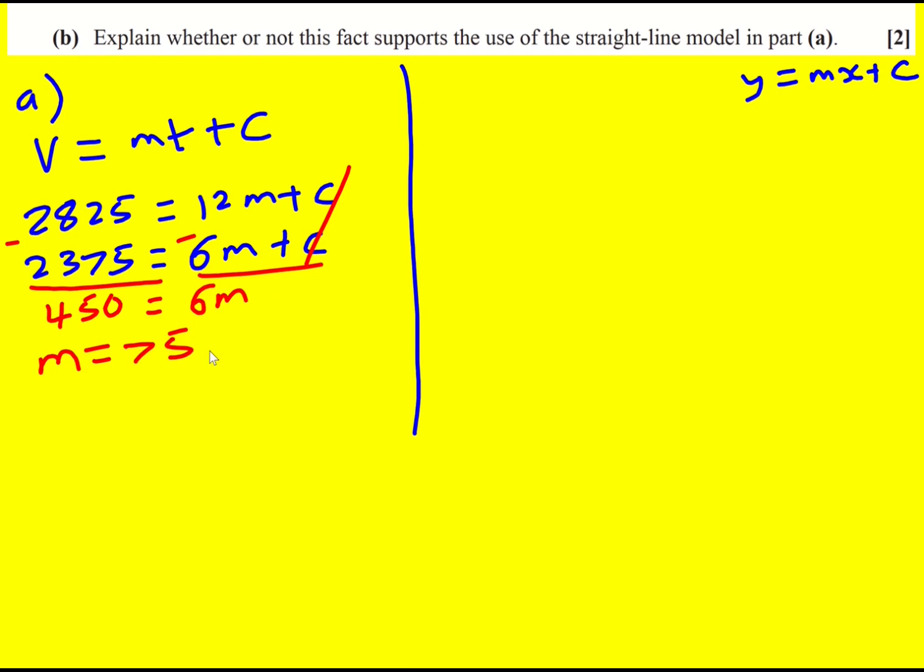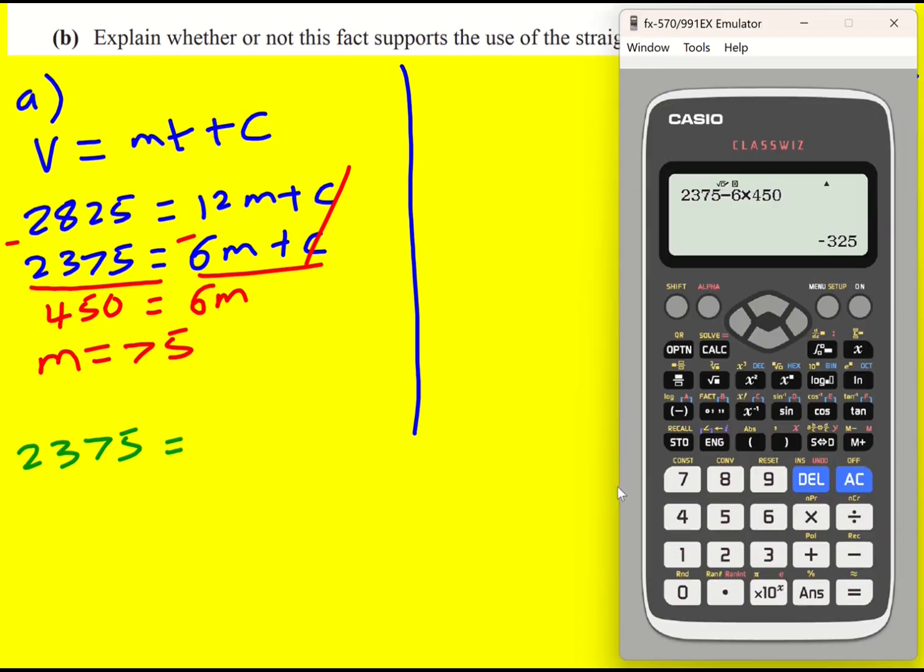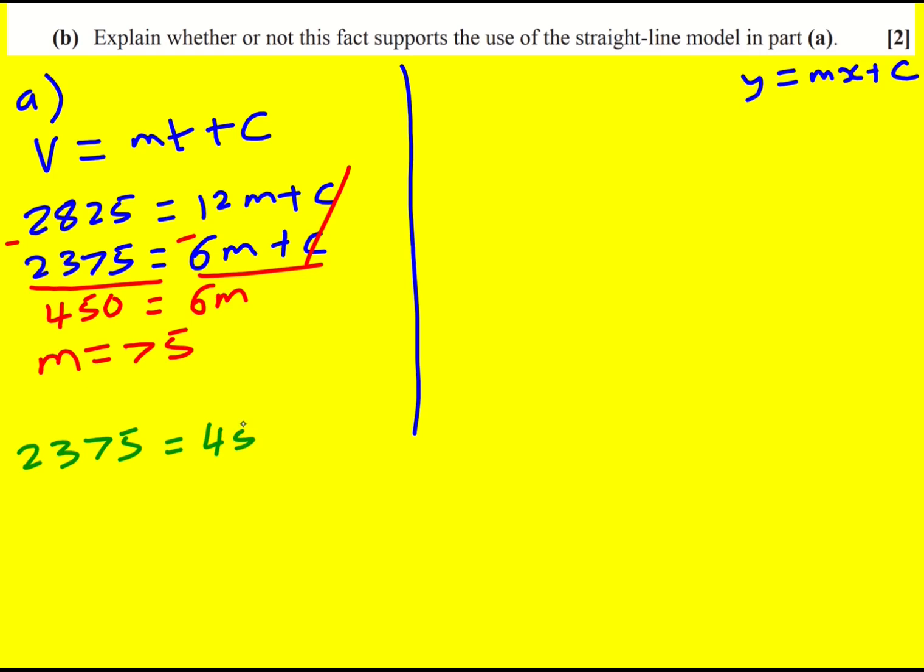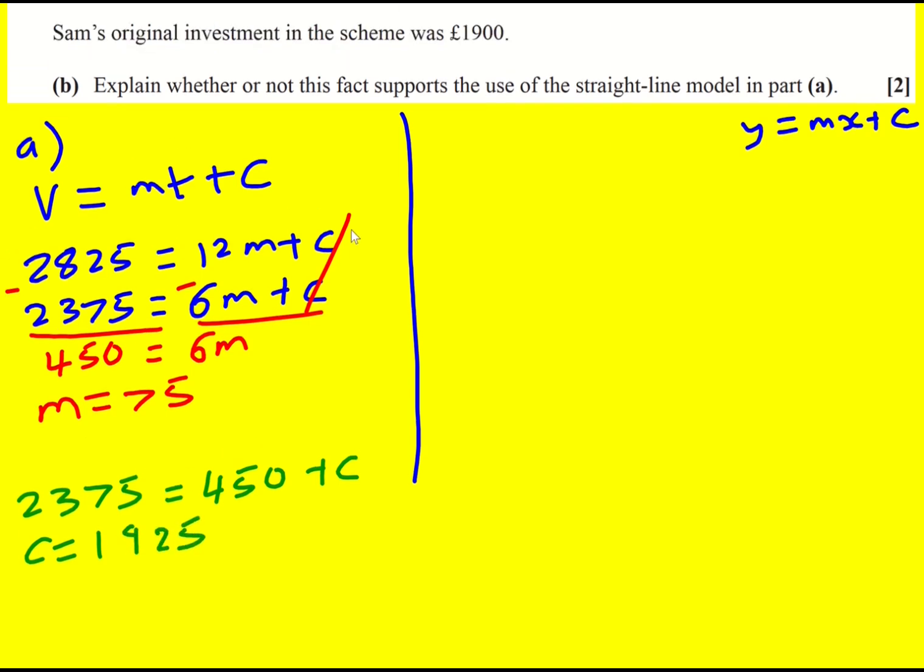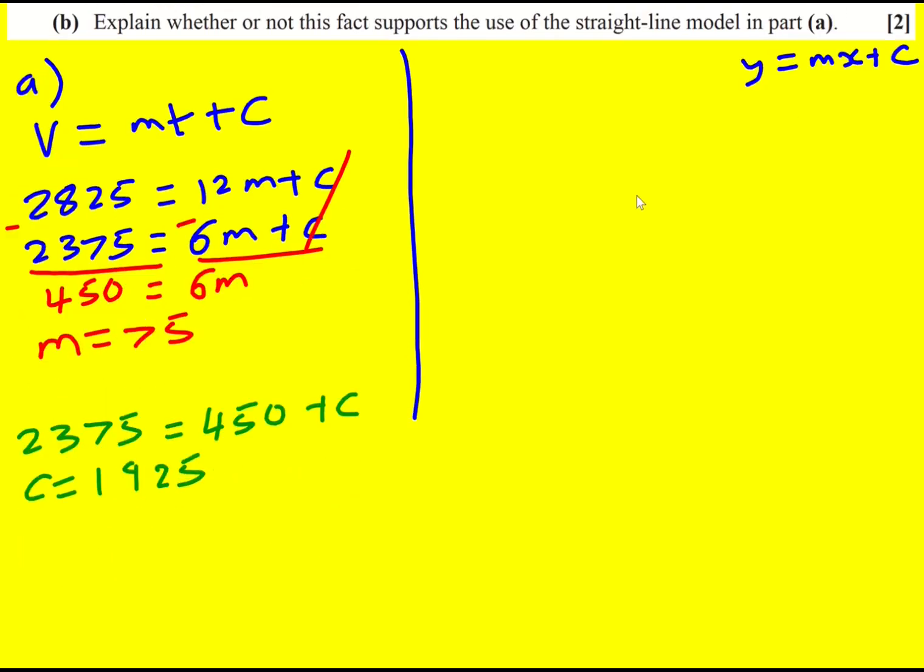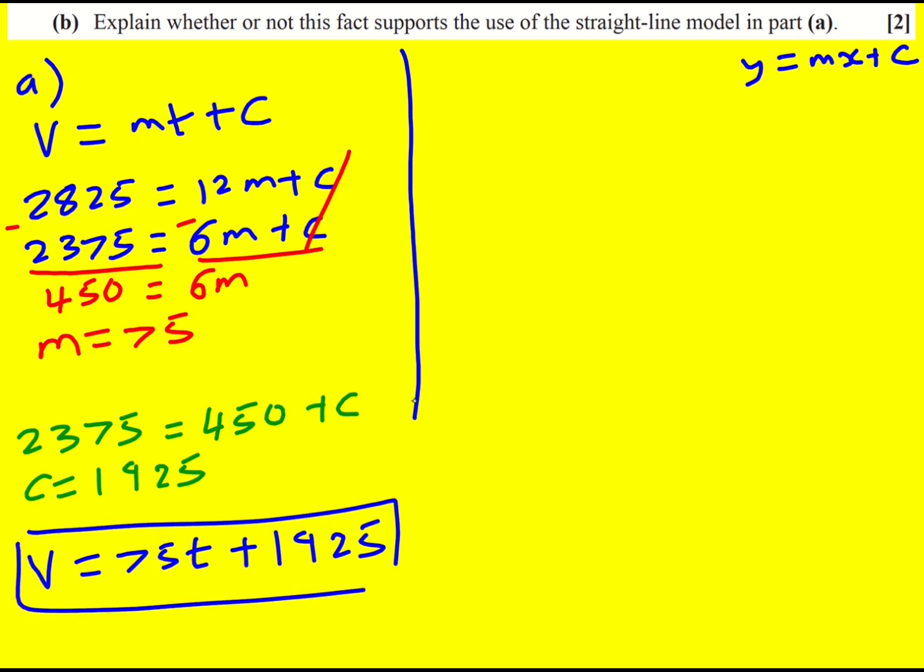Now I can substitute back in to work out c. I can put it back into either one. So 2375 is equal to 6 times 75, which is 450, plus c, and this gives c is equal to 1925. Now finally, remember we're asked to determine an equation for V in terms of t. Therefore V is equal to 75t plus 1925. Good.